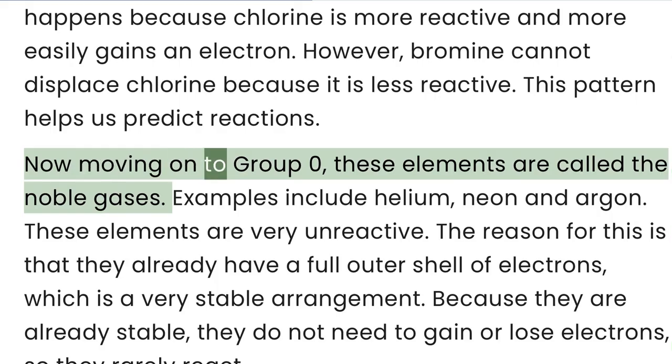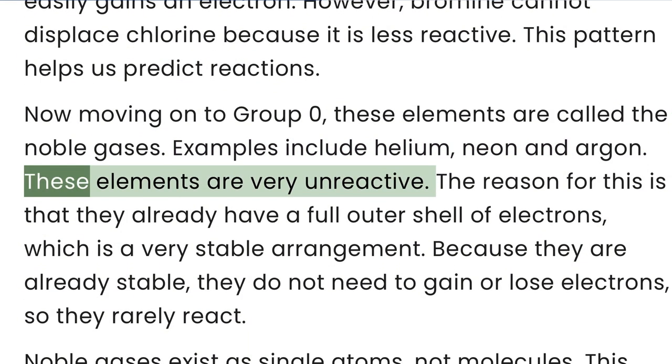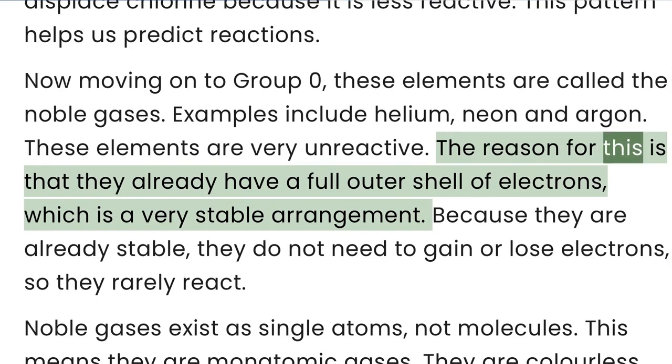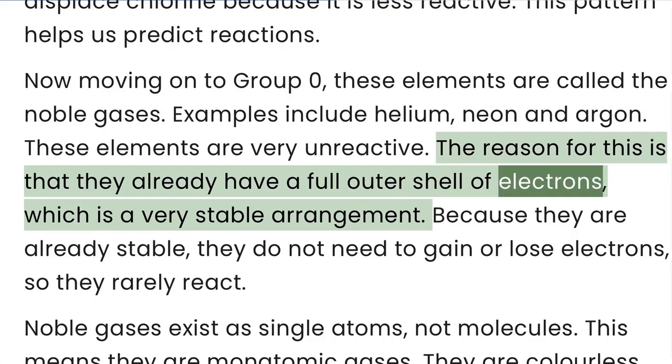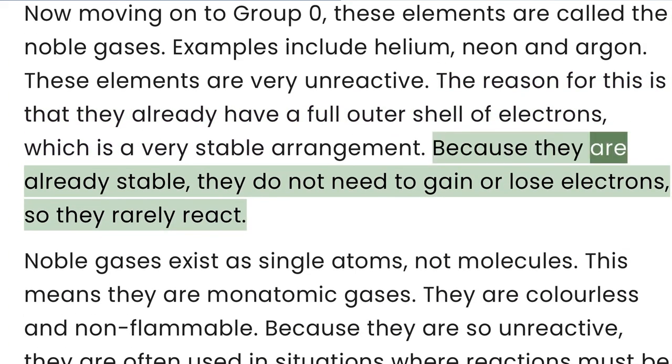Now, moving on to Group 0, these elements are called the noble gases. Examples include helium, neon, and argon. These elements are very unreactive. The reason for this is that they already have a full outer shell of electrons, which is a very stable arrangement. Because they are already stable, they do not need to gain or lose electrons, so they rarely react.